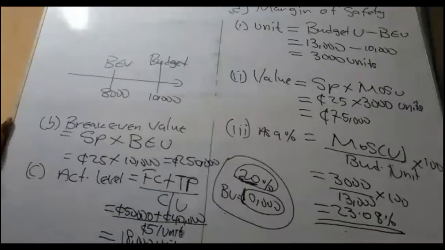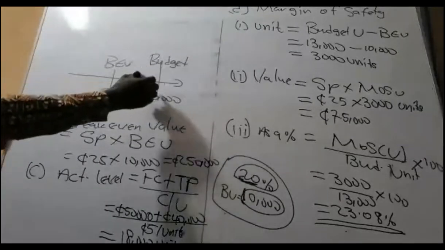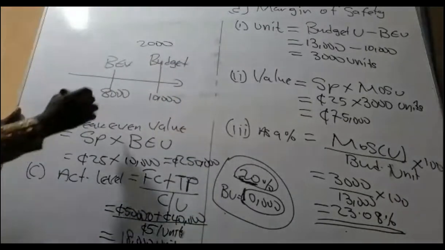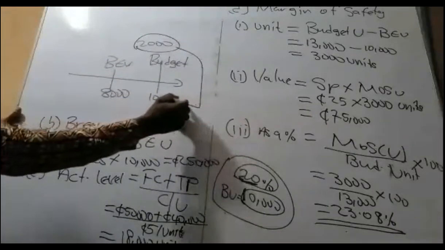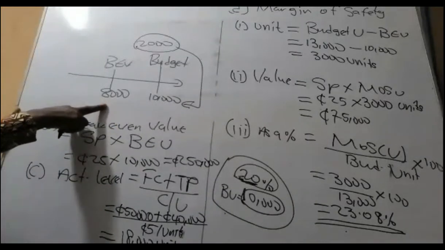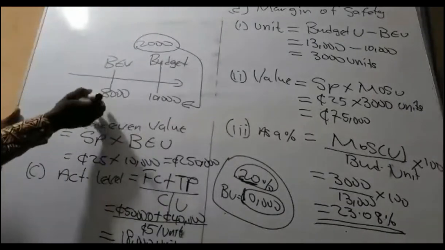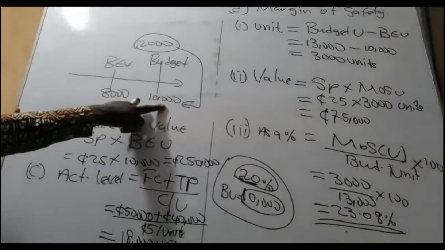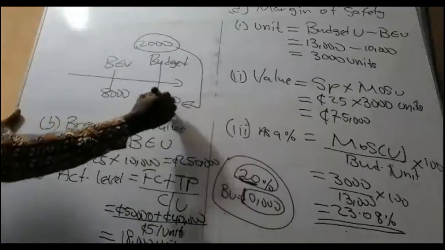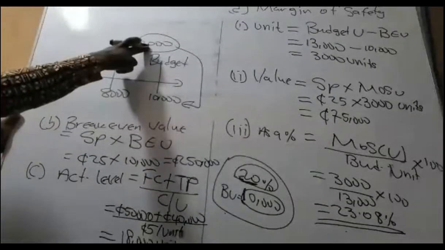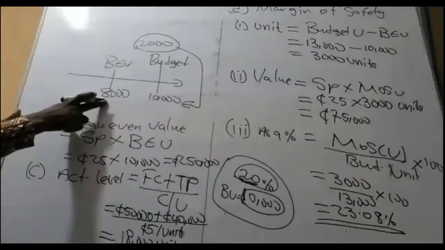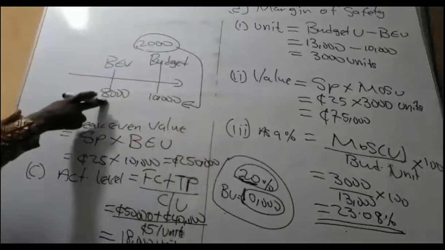So in a question like this, what is the margin of safety? Realize that the difference is 2,000. So the margin of safety is 2,000 units. How do we get it? If I take the margin of safety from the budget, it must be equal to the break-even. So if the break-even is 8,000 and the budget is 10,000, then the margin of safety is 2,000. Alternatively, when we inform you the budget and give you the margin of safety, when I take the safety from the budget, it will land me at the break-even. So if I take 2,000 from 10,000, it will come back to 8,000.